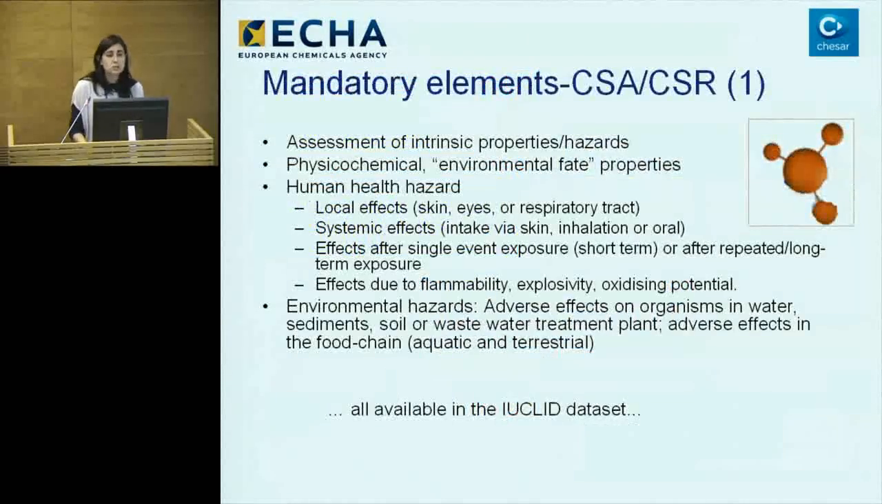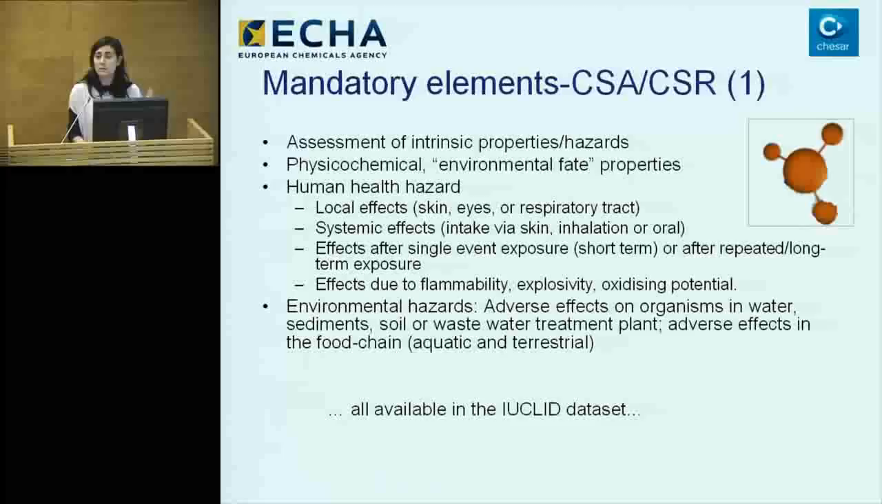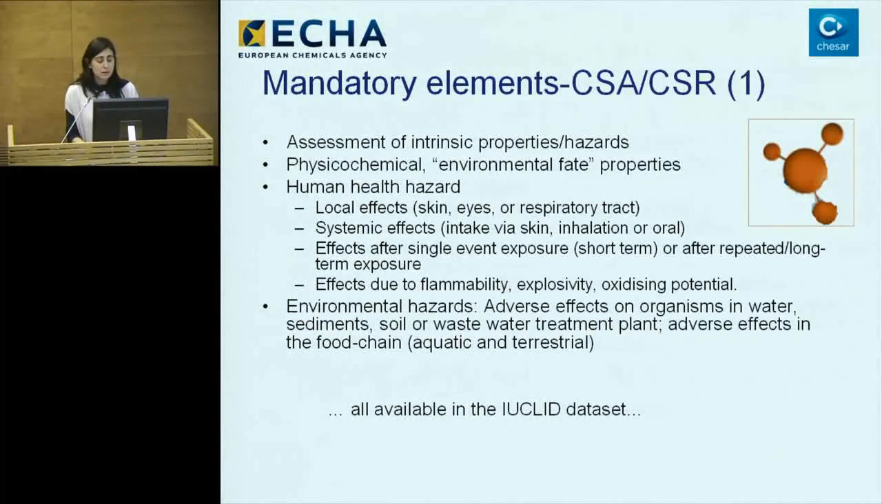I don't want to go deep in this because I just want to talk to you about Chesar, but just to demonstrate how the information flow goes. So the mandatory elements in the CSA, CSR are related to the other part of the substance, so the assessment of the intrinsic properties, the physical, chemical, environmental fate properties, the human health, with all the different effects on the different routes, the environmental hazard, and everything is, of course, available in the Euclid dataset, and you have been using Euclid for reporting this kind of information.